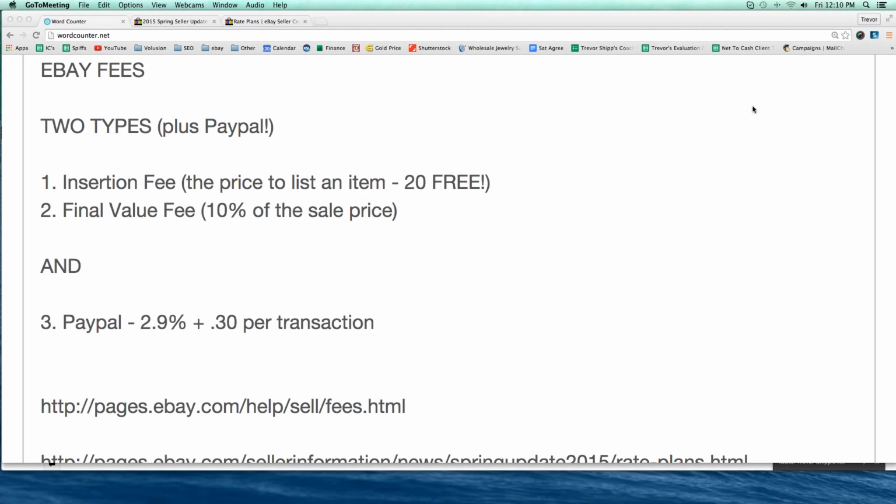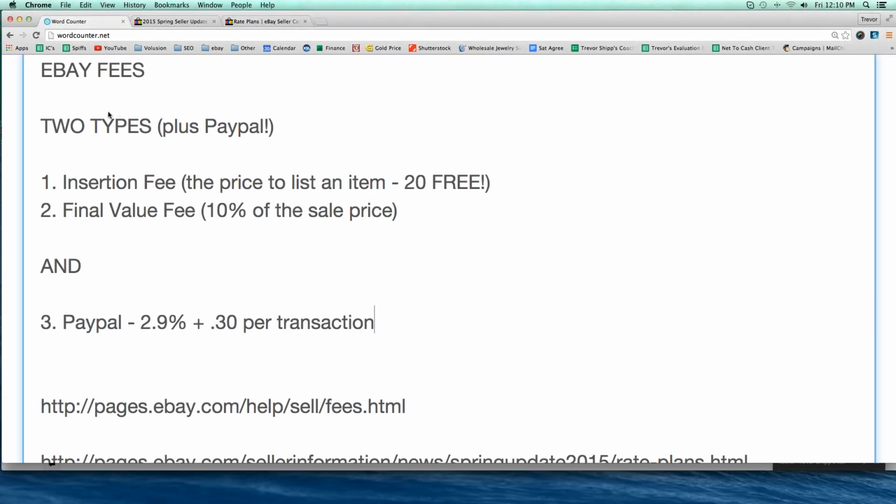And so I'm going to show you guys some resources that you can look at. And then I'm also going to explain to you exactly how eBay fees work, so that you can make sure you're pricing products correctly and you're not caught off guard if you get a fee from eBay. You'll know what it is and why you're getting it and all the rest of it. So let's jump right in.